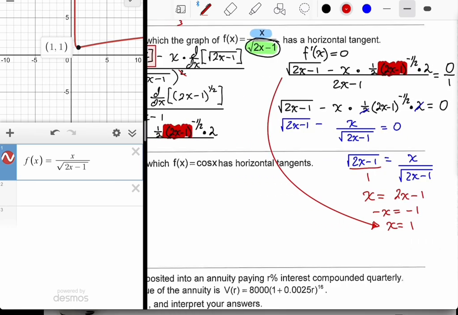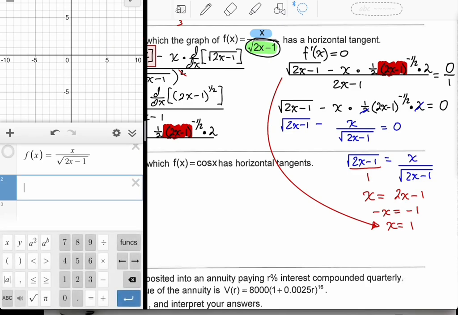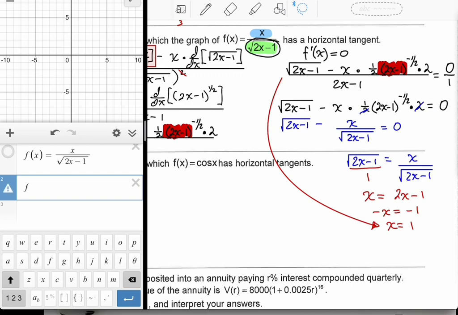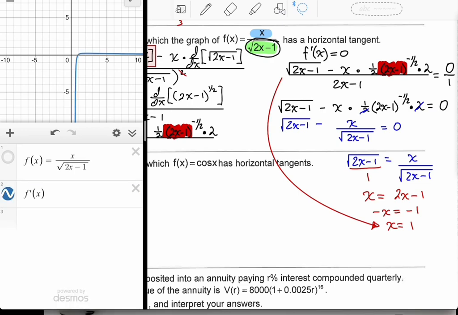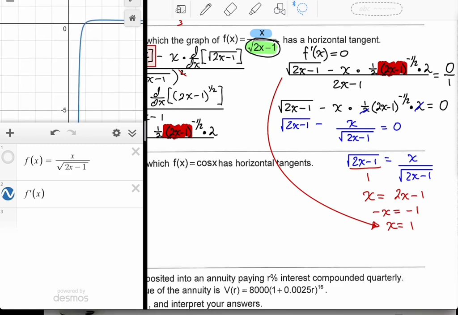And I'll shrink that down later and reorganize it. Now, if you want to actually see the derivative graph, that's fine. F prime of x, that derivative graph should cross the x-axis somewhere if it's going to have a horizontal tangent. Instances in which a function crosses the x-axis are instances in which the function is equal to 0. So I would look to see where it crosses the x-axis.